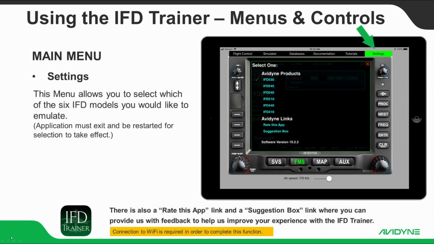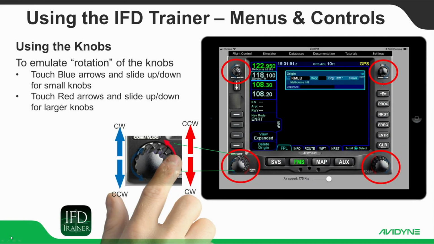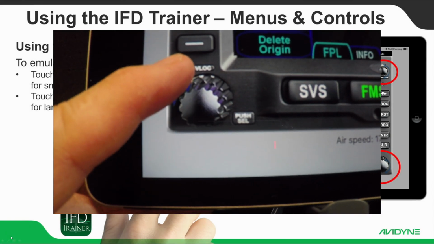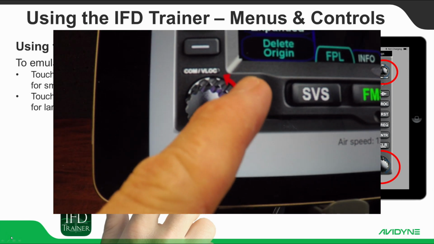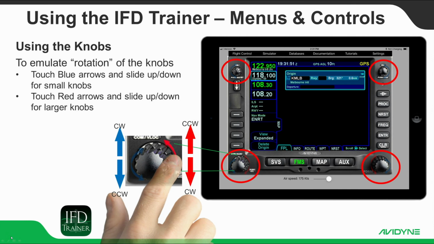Under the Settings menu, you can select which of the 6 IFD models you would like to emulate. The application must exit and be restarted for selection to take effect. Finally, to emulate rotation of the knobs, touch the small blue arrows and slide up or down to rotate each of the small knobs. Touch the larger red arrows and slide up or down to rotate the larger knobs.